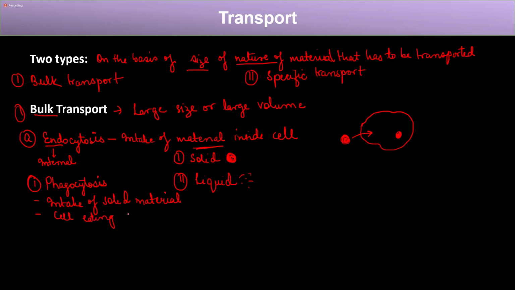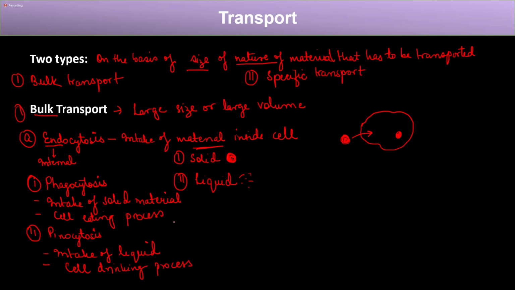Now, the second type is if the material is liquid. This will be called pinocytosis. So pinocytosis is intake of liquid, and this is also called the cell drinking process. So this is about endocytosis.